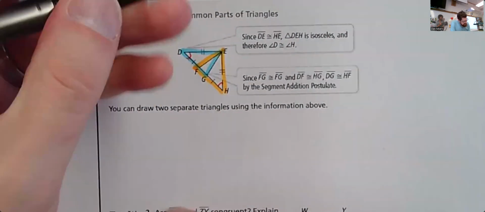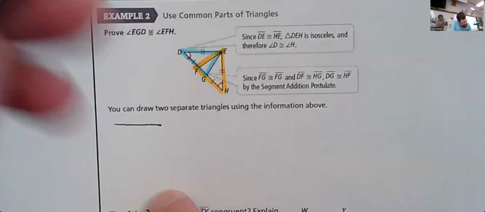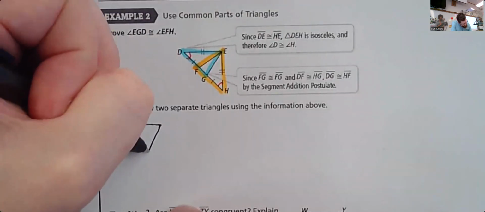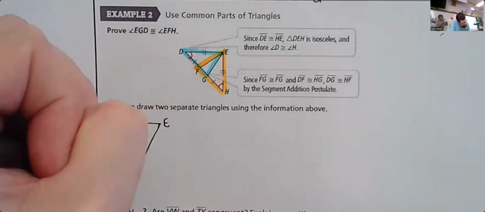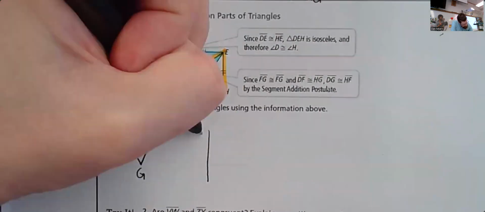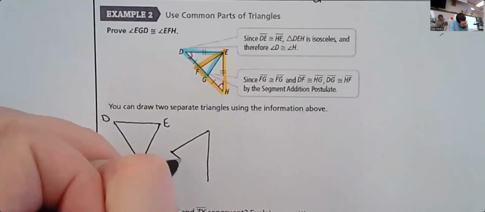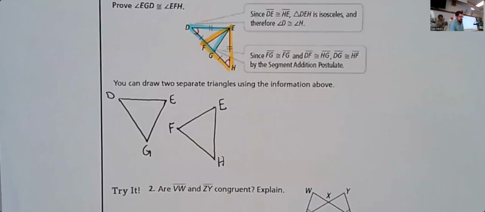So if we draw these separately, I'm just going to draw as best as I can. That kind of looks almost equilateral, but whatever. There's D, there's E, there's G. And then the other one, look about like that. So there's F, there's H, and then here's E again. So if we draw them separately, they'll look about like that.